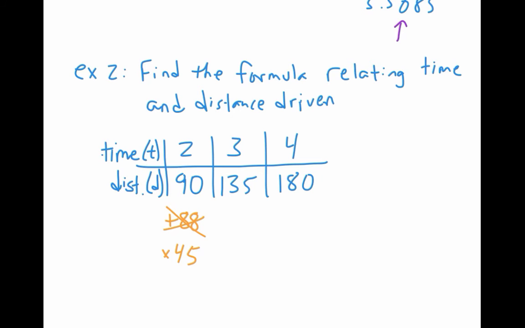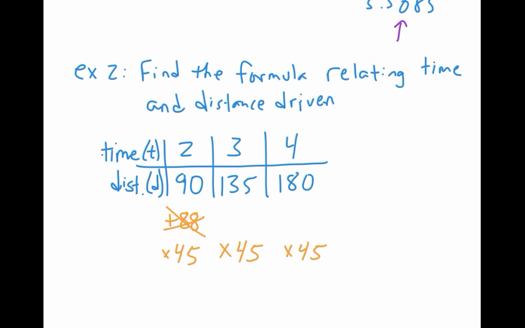Does 3 times 45 get me 135? Yes. Yep, you could punch it in if you wanted to, but yes, it works. So 3 times 45 gives me 135. So you could assume that's the right answer. That can be a little dangerous. Or you could try it, well, does 4 times 45 give me 180? Yes. So in all of these cases, I'm taking my time value times 45, and that gives me my distance value. Does that make sense so far? Any questions?